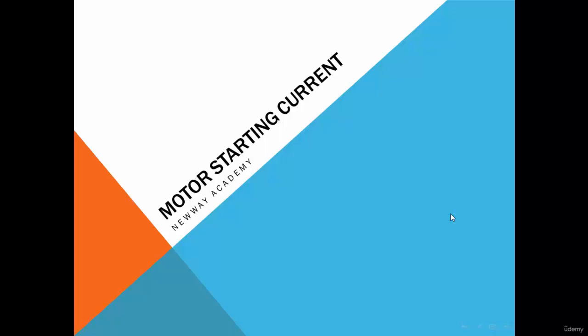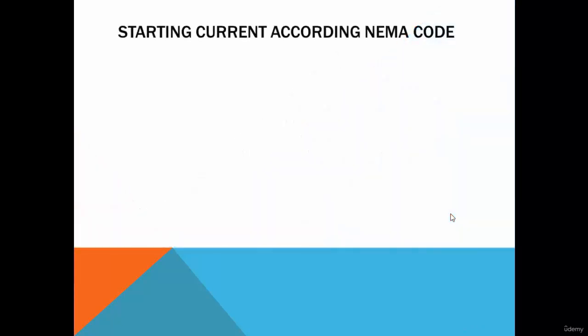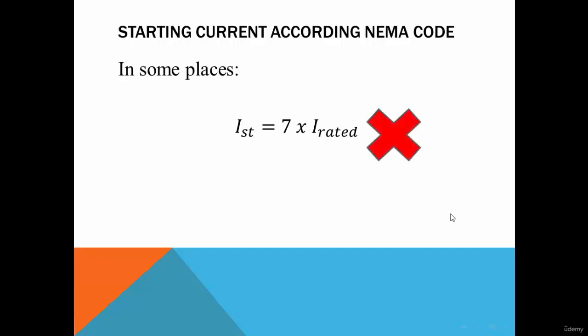First of all, to calculate the starting current, in many places the starting current is calculated with this equation: I starting, or the starting current, is equal to 7 times I rated. Of course, this value is wrong, as the starting current may be greater than this value or less than this value. In this lecture, we are going to replace this equation by a standard value according to the NEMA code.